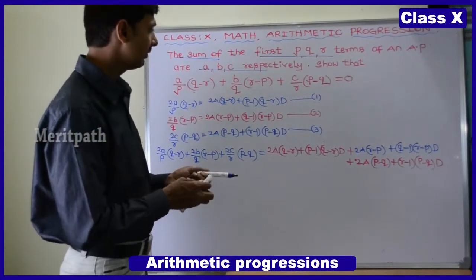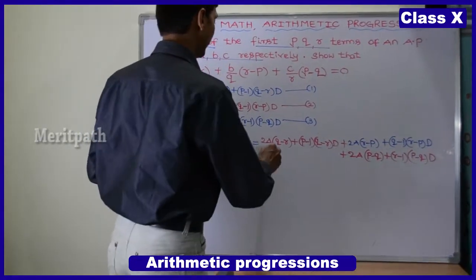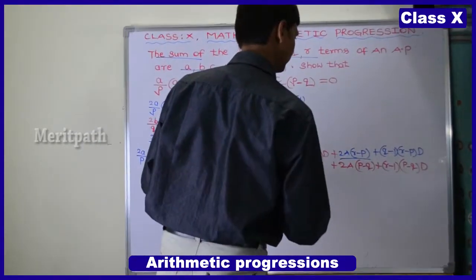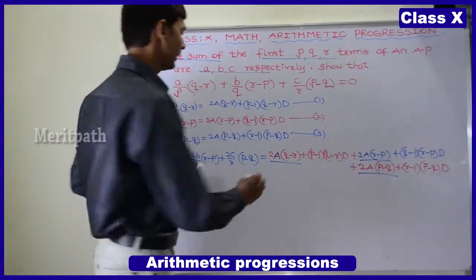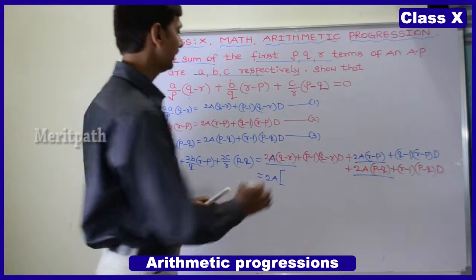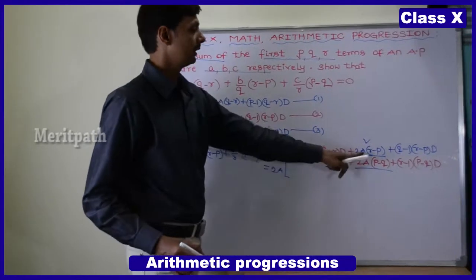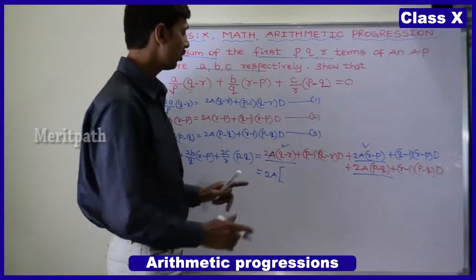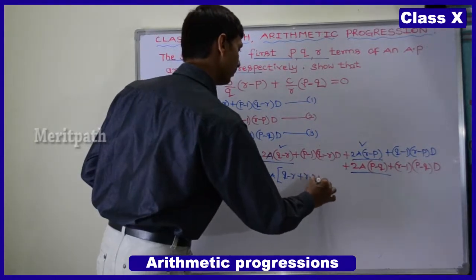And then here we can observe there is 2a in this term, there is 2a in this term, and there is a 2a in this term. In these three terms we have 2a. Let us take 2a common in these three terms, first and second and third. When we are taking this 2a in common, we will be getting (q minus r) plus (r minus p) plus (p minus q).